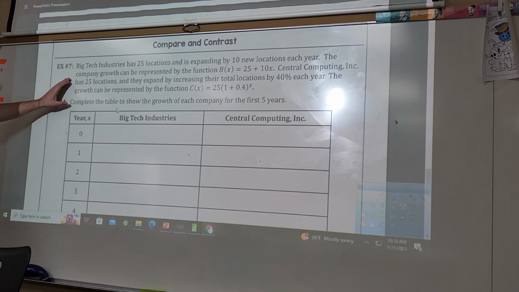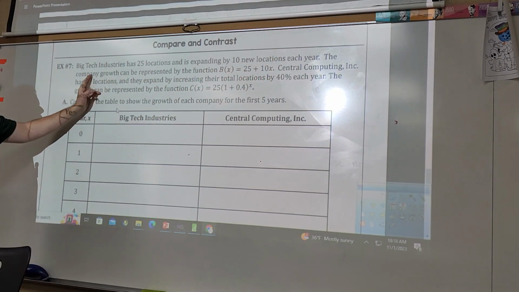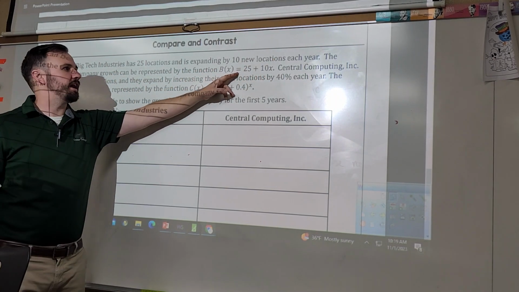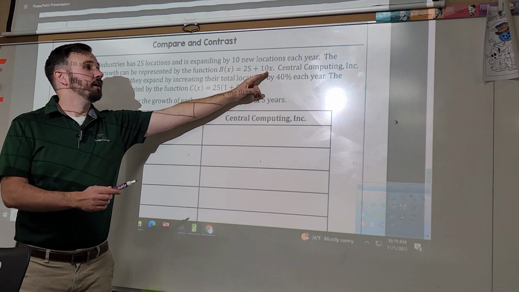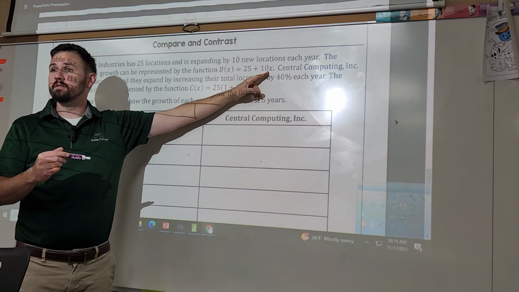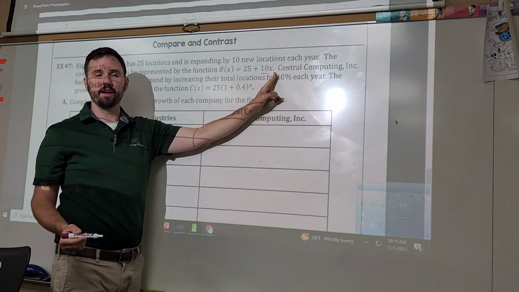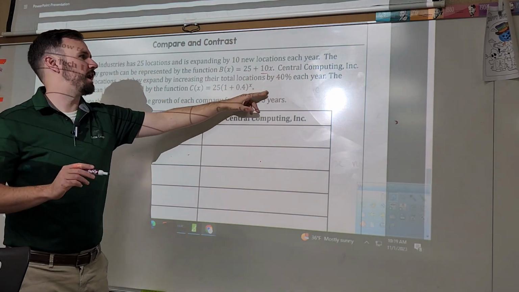All right, so big tech. You guys know big tech. They have 25 locations. They're getting 10 new. The company growth is B of x equals 25 plus 10x. So if that's their growth, is that going to be exponential or linear growth? That's linear, right? Because I have a slope and x, right? The x isn't being taken to a power.